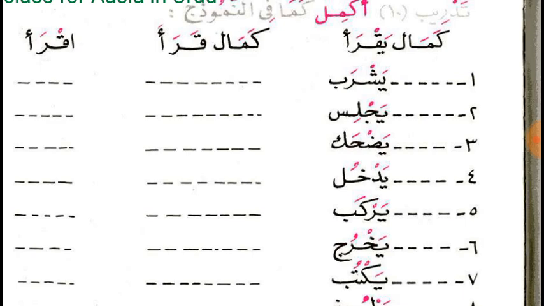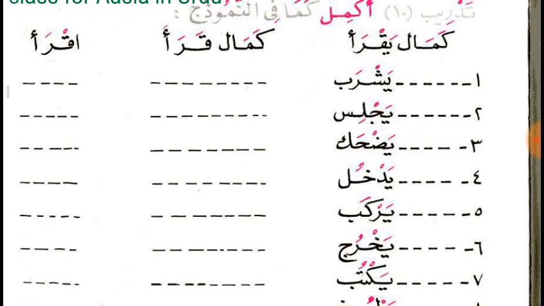Because we give an order for something. Then why have I used udhul? I have used dhamma in the fourth one. You forgot it. Okay. Because look at the word yakra. We have fatha on ra. So for the amr of this muzare, we add kasra at the start. Ikra.